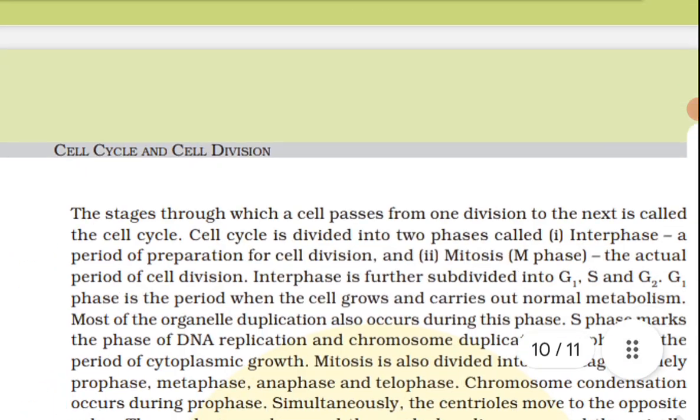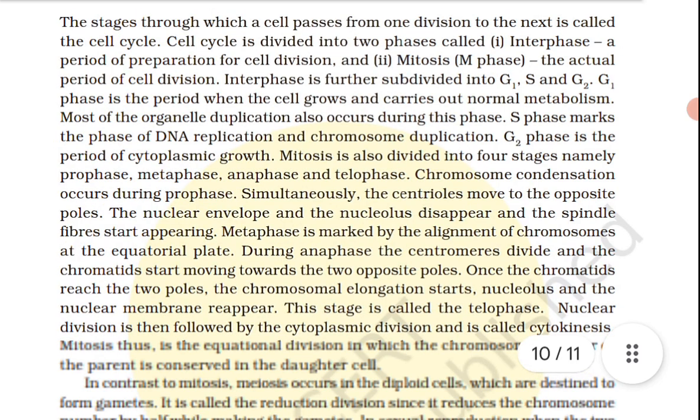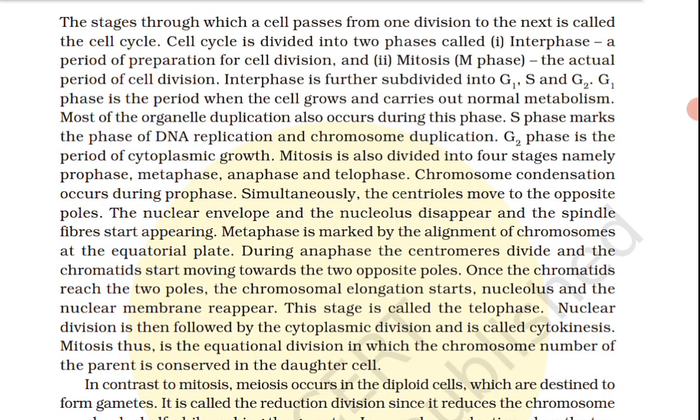In the first meiotic division, the homologous chromosomes pair to form bivalents and undergo crossing over. Meiosis 1 has a long prophase, which is divided further into 5 phases. These are leptotene, zygotene, pachytene, diplotene, and diakinesis.